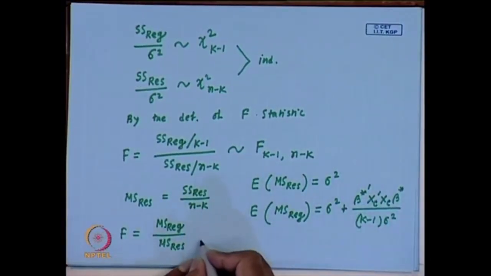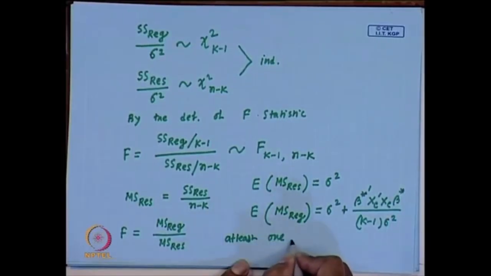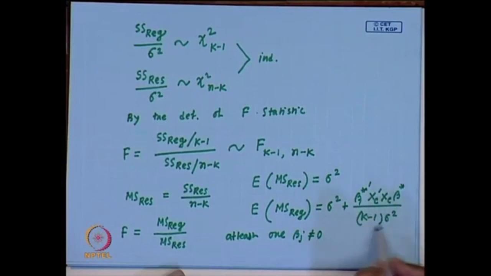So, the higher value of F indicates that at least one beta j is not equal to 0. If all the regression coefficients beta j's are equal to 0, then this quantity is going to be 0 and F is going to be equal to 1. So, a higher value of the observed F indicates that at least one beta j is not equal to 0.